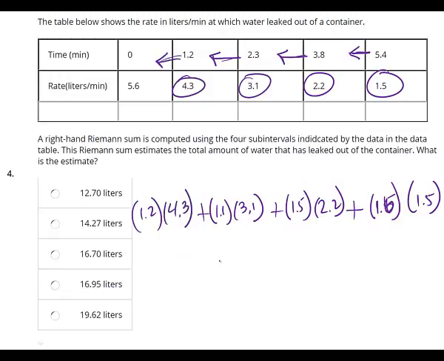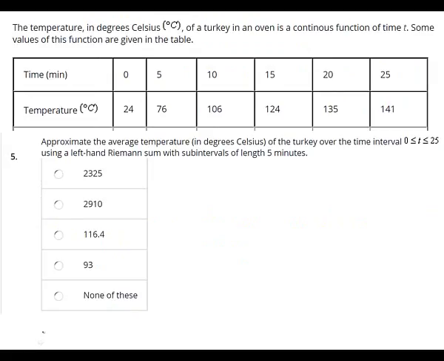All right, when you did the calculation, what'd you end up with? 14.27. All right, we good with 4? Okay, I'm going to keep going because I want to make sure we get through enough of it.